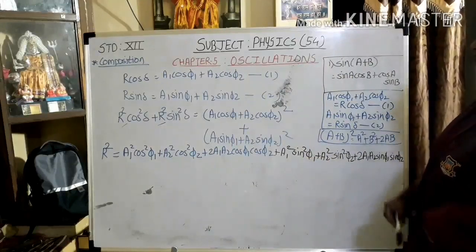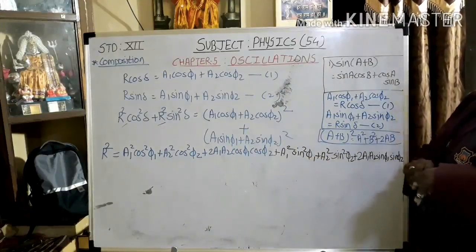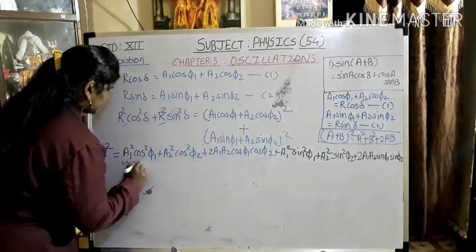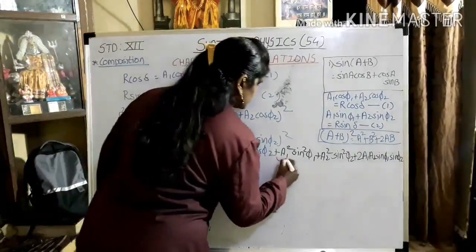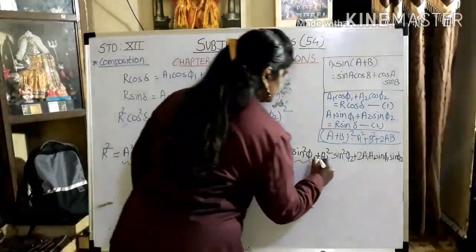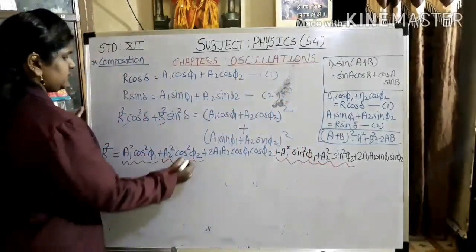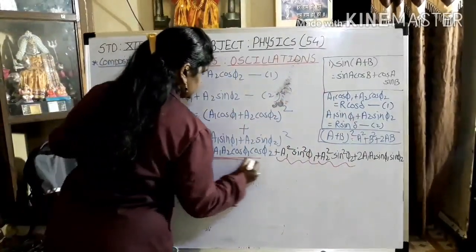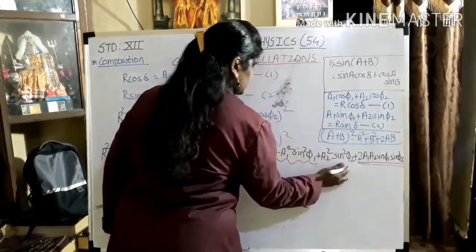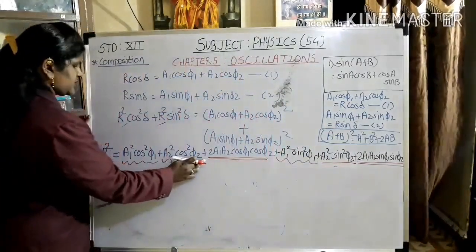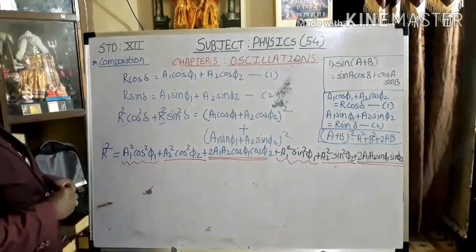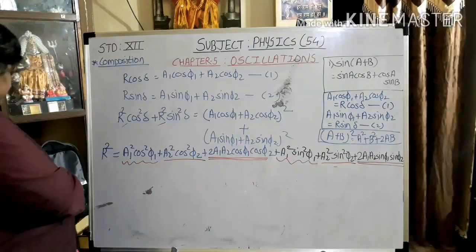Okay, now what we can do, we can take common some terms. I will just underline those terms that we can take common. Here you can see a1 square, a2 square, a2 square, and twice a1 a2, twice a1 a2. So we can just take common these terms from all these things.